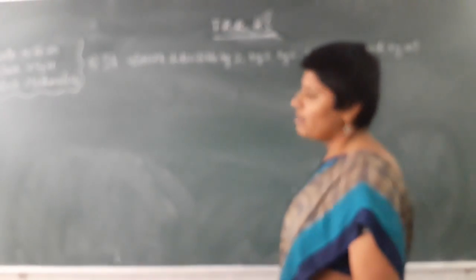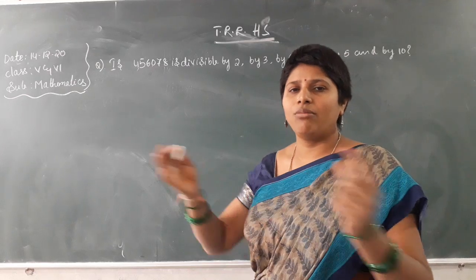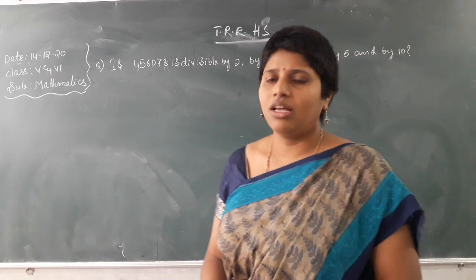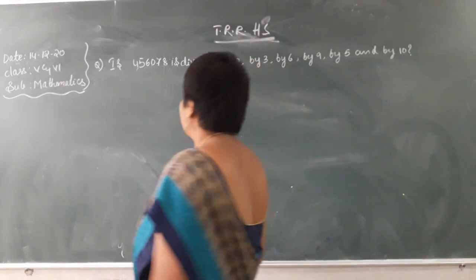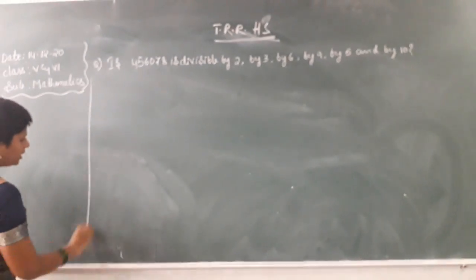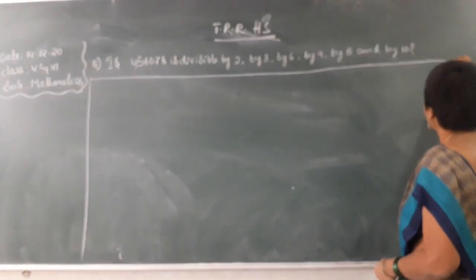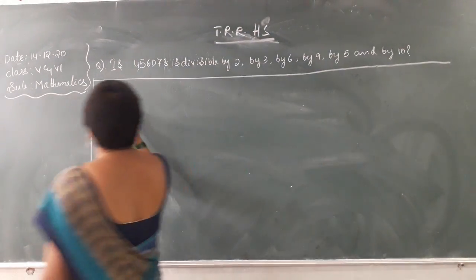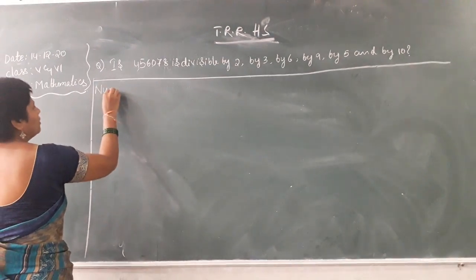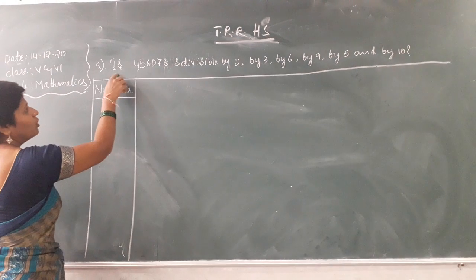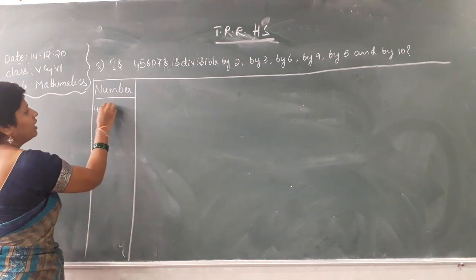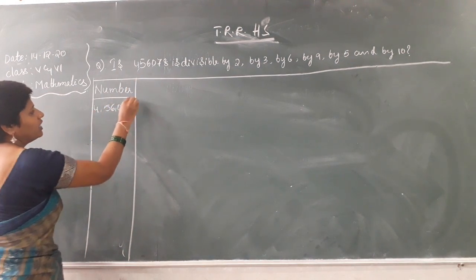But here I will show you a tabular form. In that table only, you can check whether the number is divisible by all the given numbers or not. Okay, how is it? Now draw a table. What is the number? This is your number. 4,56,078 is your number.